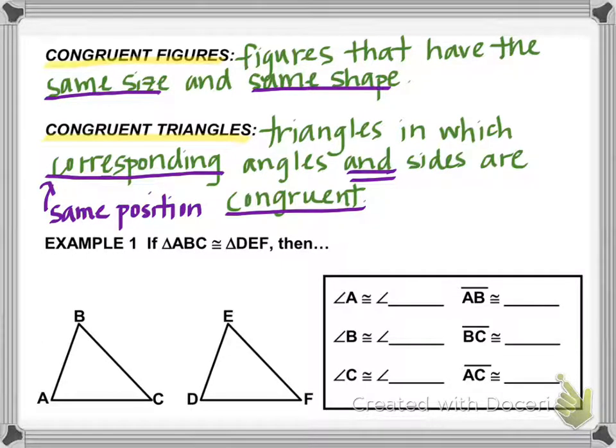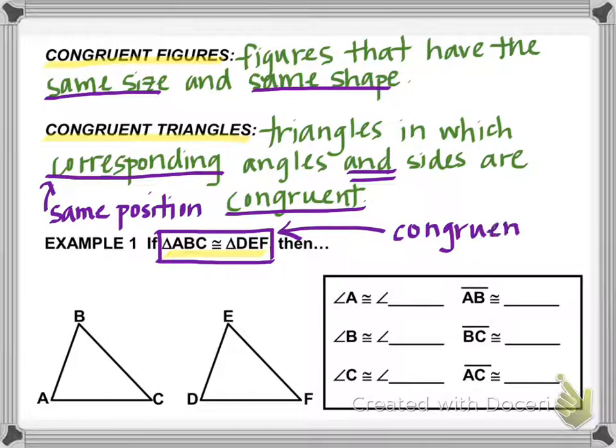In example 1, it says if triangle ABC is congruent to triangle DEF. This is called a congruence statement right here. Really important. And this tells you everything you need to know about how the triangles are congruent. So this tells you basically which angles and which sides go together. The order of the letters is the key to all of this.